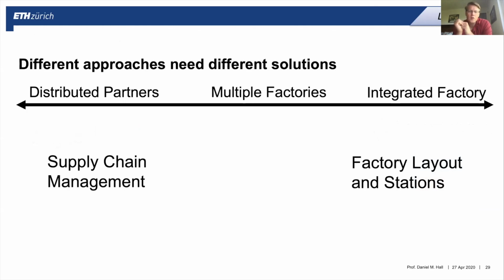And if you go towards a more distributed partners approach, you really need to put more emphasis on your supply chain management, how you coordinate between multiple distributed partners that are manufacturing your pieces for you. If you go more towards the integrated factory, then I would like to see have you thought a little bit more about the factory layout and the stations and how you'll have all these different pieces manufactured within the factory.